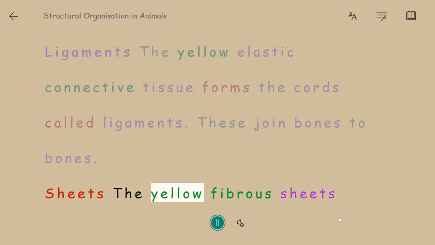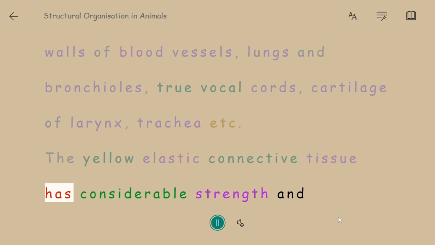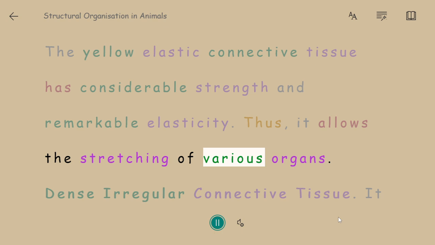Sheets. The yellow fibrous sheets formed by this tissue occur in the walls of blood vessels, lungs and bronchioles, true vocal cords, cartilage of larynx, trachea, etc. The yellow elastic connective tissue has considerable strength and remarkable elasticity. Thus, it allows the stretching of various organs.